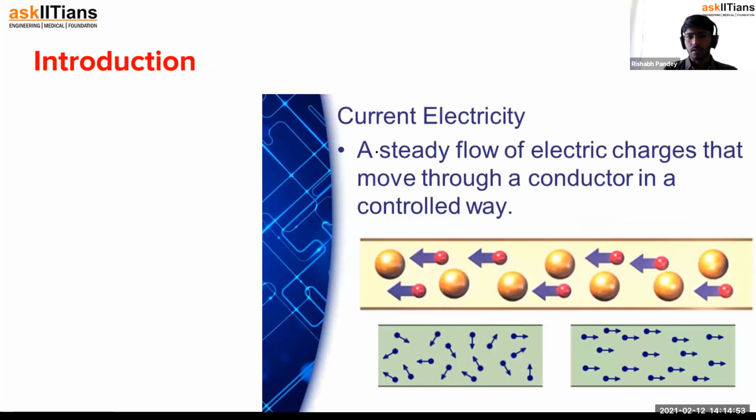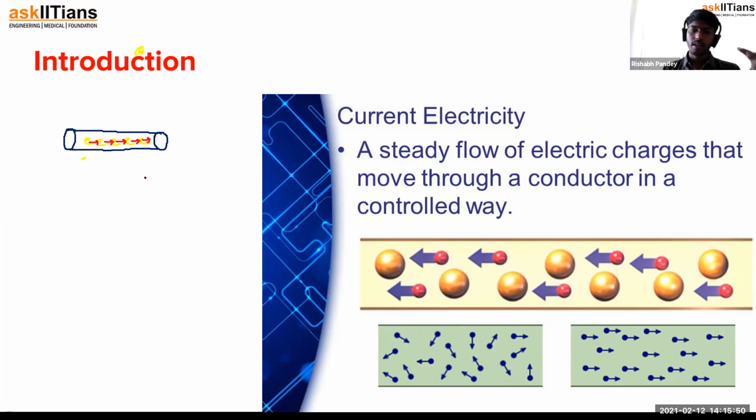Starting with current electricity. What's current electricity? A steady flow of electric charge that moves through a conductor in a controlled way. For example, say I have a wire structure like this, and it's filled with electrons. These are the carriers of the charges, the carriers of the current. When they all start moving in one singular direction, they will produce a net effect.